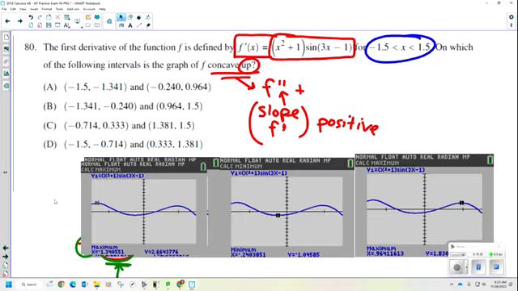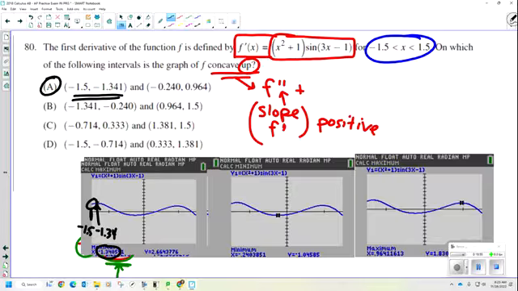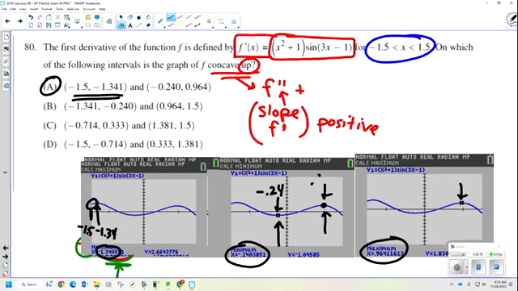Good catch. So from this point, which is negative 1.5, to this point, which is negative 1.34, that's where I have a positive, which is right here. That's the only one. I mean, that's our answer. Well, let's take a look. Also, from this point to this point, this x value is negative 0.24, and this x value, which is right here, is 0.96. Right there. Choice A. Woo!